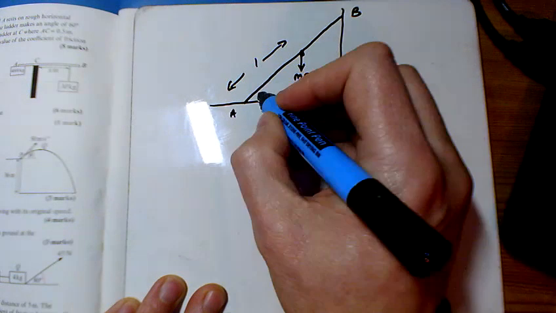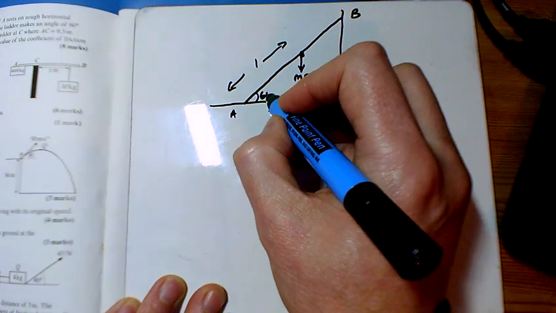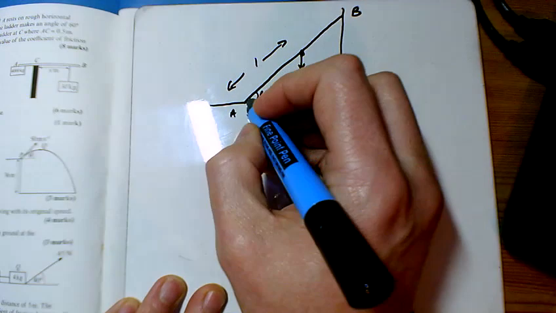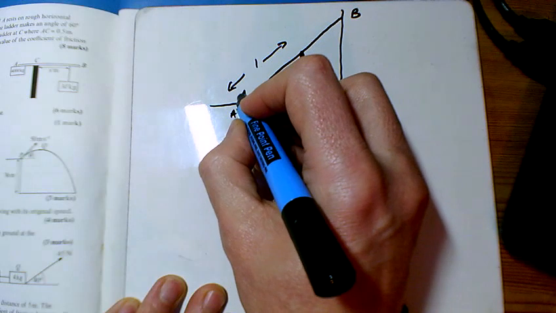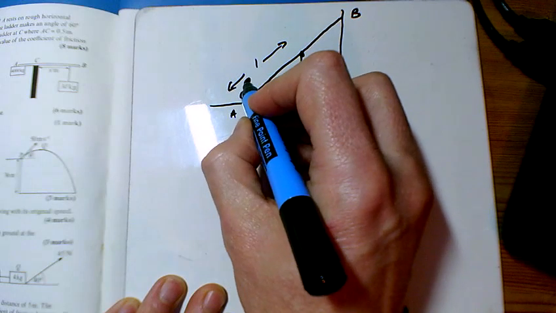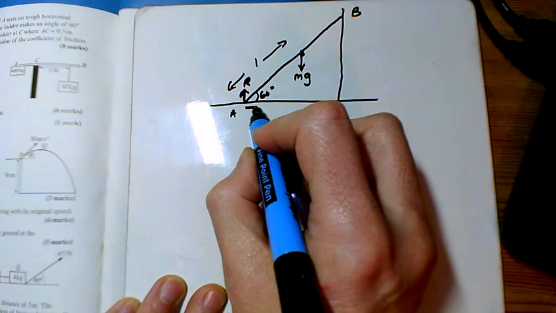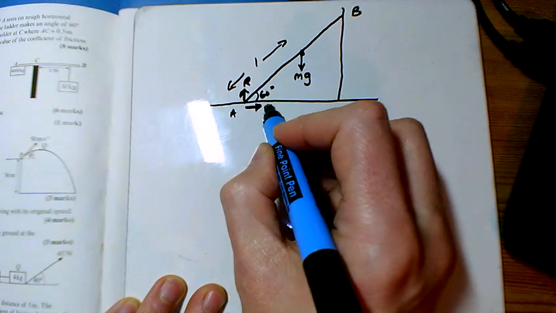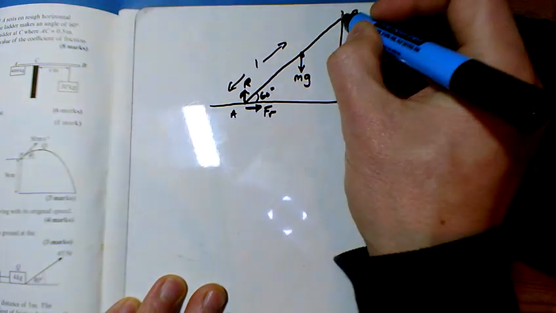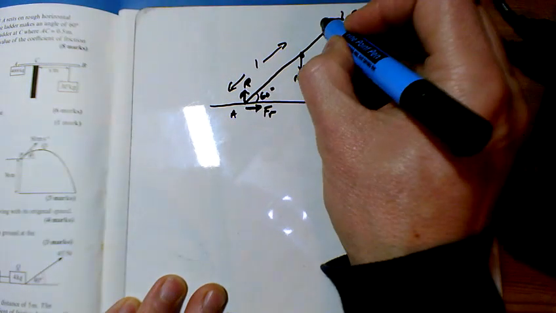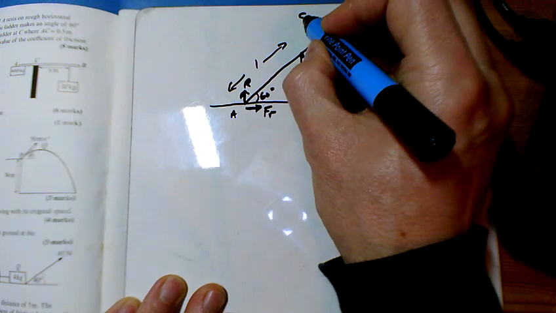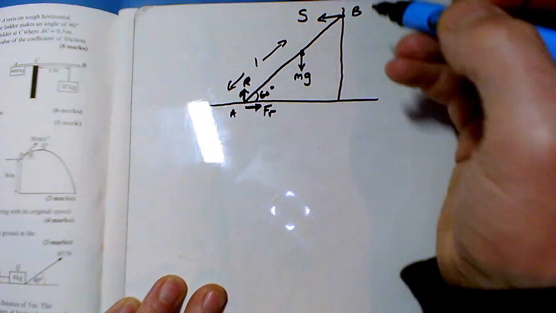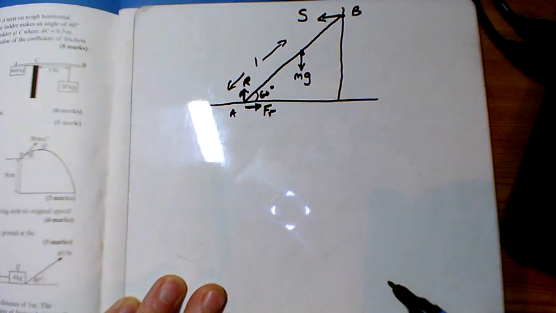What else have we got? We've got that this is 60 degrees here. We'll need that in a minute. We're going to have a normal reaction on the ground here, and we're going to have some friction on the ground stopping it sliding back there. At this end here, we've also got a reaction from the wall pushing out here. I call them S. I haven't got any friction here because it says it's a smooth wall.